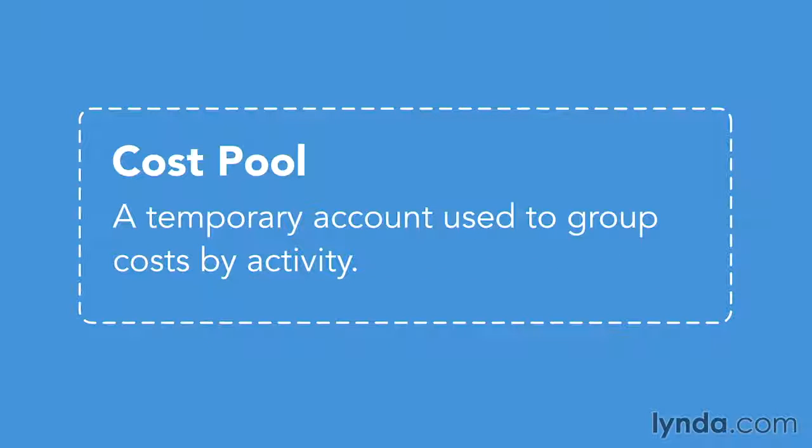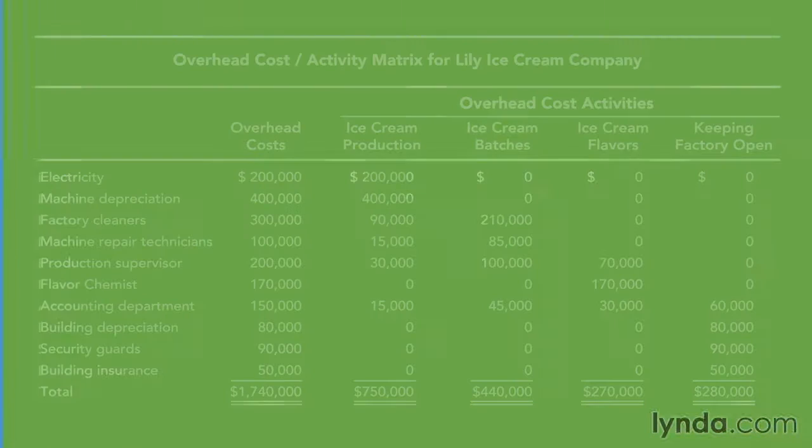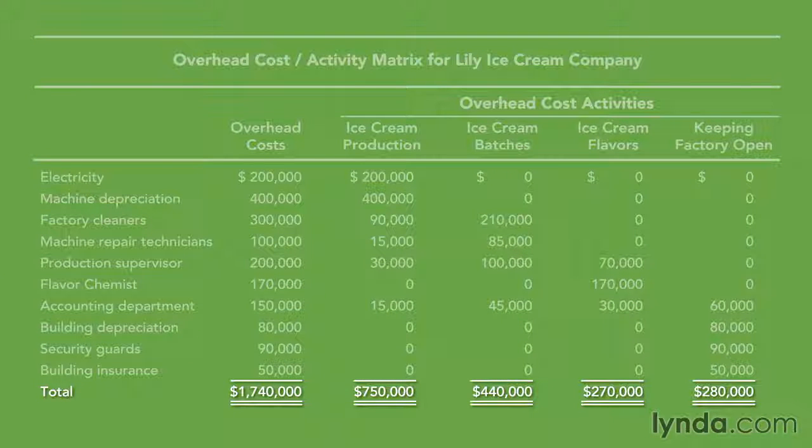Each of the overhead cost activity columns is called a cost pool. The cost pool associated with operating the ice cream production process totals $750,000. The ice cream batch cost pool totals $440,000. The ice cream flavor cost pool totals $270,000. And the facility support, or keeping the factory open, cost pool totals $280,000.